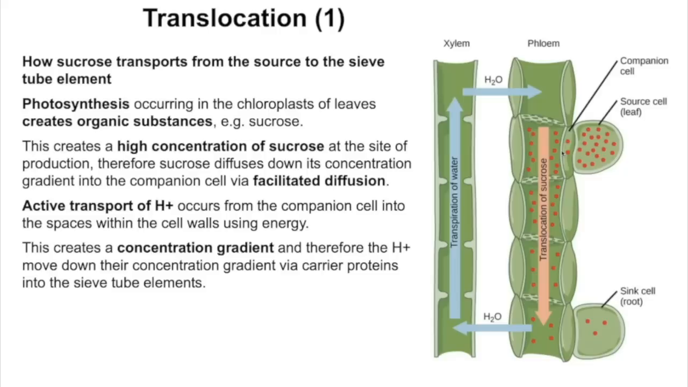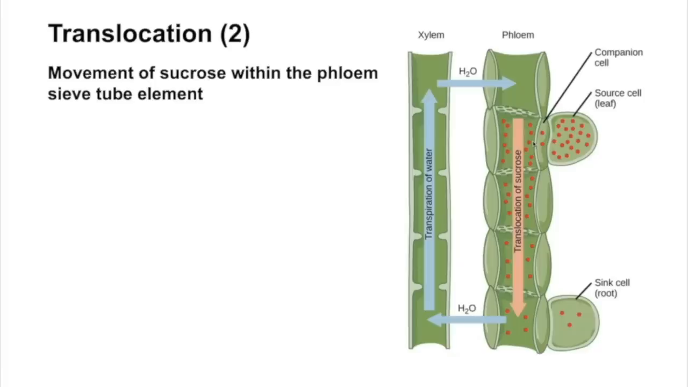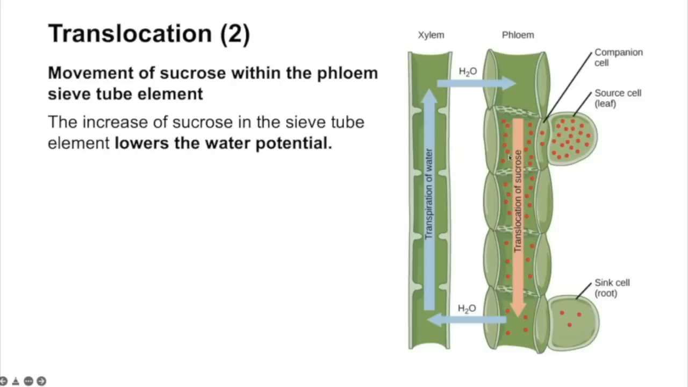Now that creates a concentration gradient, and therefore the protons move down their gradient via carrier proteins into the sieve tube elements. And the co-transport of sucrose with those hydrogen ions occurs via a protein co-transporter, and that is how the sucrose goes from being in the companion cell into the phloem, even though there is a high concentration often of sugar or sucrose in the phloem already. So the next step then is we're looking at the movement of that sucrose within the phloem, sieve tube element.